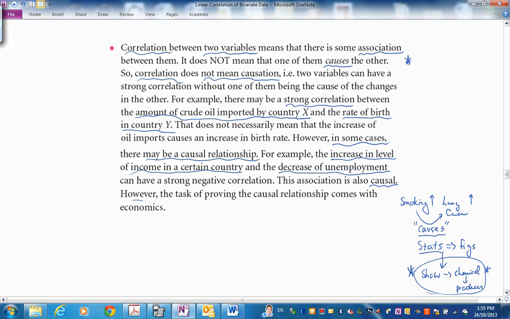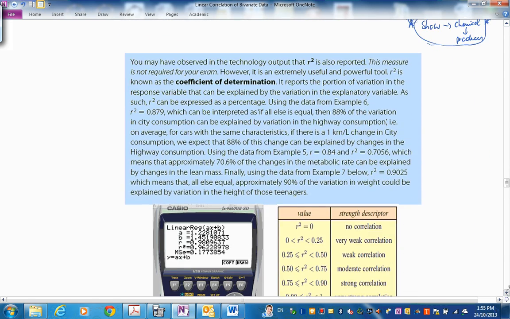Up here, Pearson's saying the task of proving the causal relationship comes with economics. You have to actually show that if you increase the level of income, why would that cause a decrease in unemployment? Okay, so that's an economic argument there. All right, so we can't, as statisticians, use the word causes. If it is suspected from statistical work, it goes on to other people to prove that causal relationship. Okay, let's keep going. It's interesting stuff.